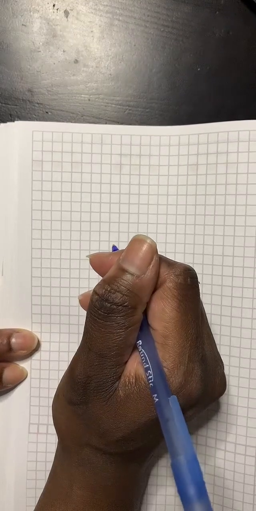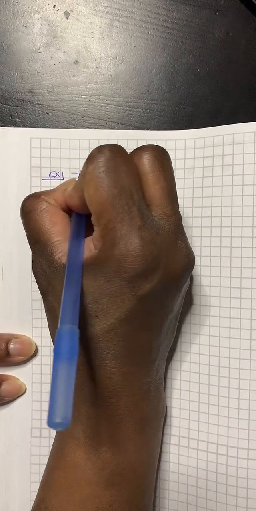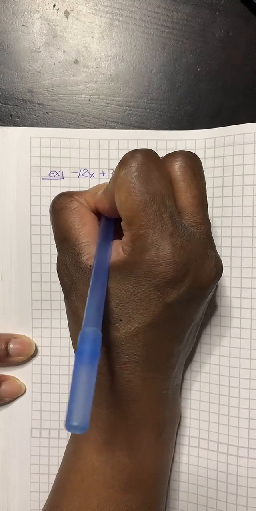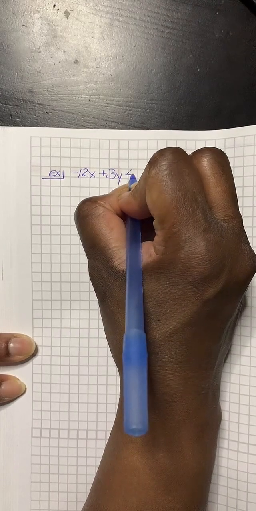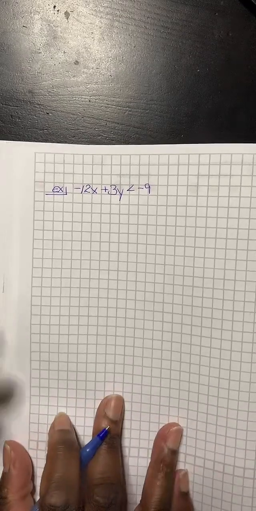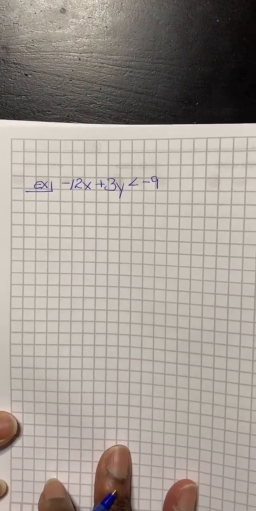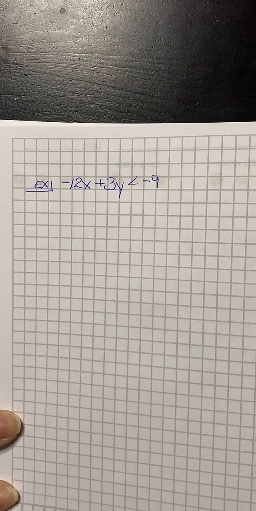So this is just starting to get a little... Okay. So let's do this one. Negative 12x plus 3y is less than negative 9. Okay. So negative 12x plus 3y is less than negative 9.